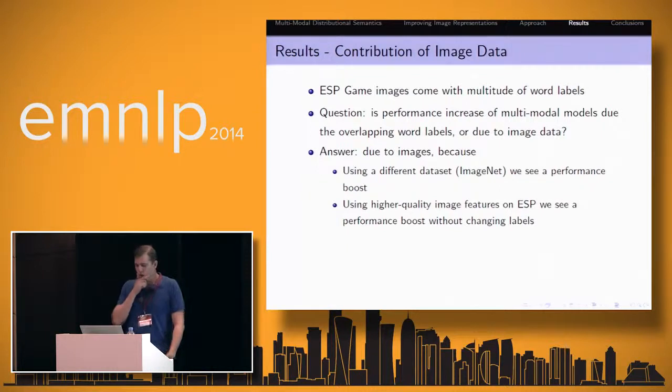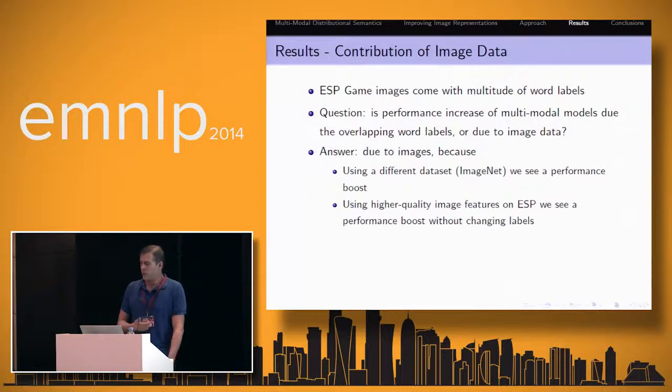Then a little bit about the contribution of image data itself. So like I said, the ESP game data set, it's images that have been labeled with up to 10 words. So there could also just be correlation between the words in the labels. So the question you want to ask is: is the performance increase in these multimodal models due to overlapping word labels? Or maybe because things tend to co-occur together in images very often for some reason? Or is it actually due to the image data that you're using?